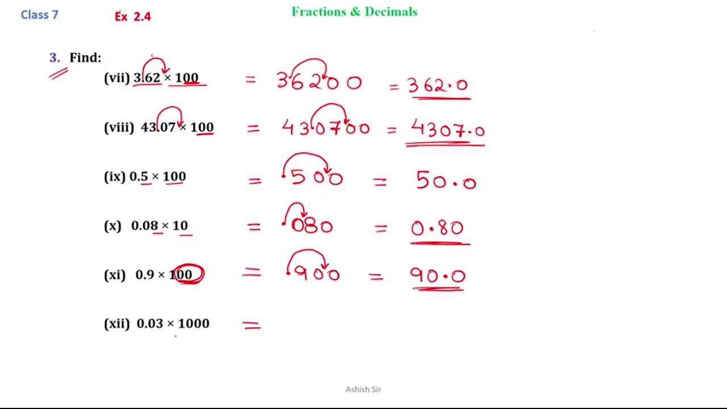Then we have 0.03 into 1000. 3 into 1000 is 3000. Now as there are three zeros, that means point is going to move three digits to the right. So point is here. From here, the point needs to move three digits to the right because there are three zeros, there's a 1000. So the point will be moving here. So the answer will be 30.0. This is the final answer.